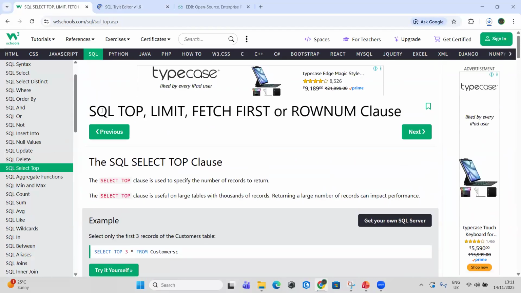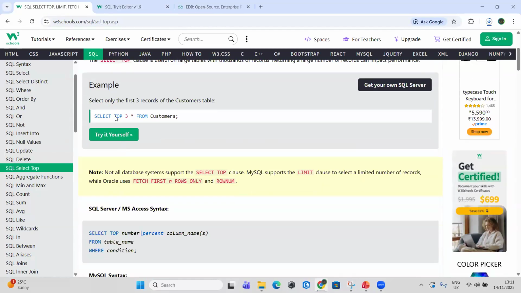There is this select top. Top is followed by a numerical value. Star means everything about these top three. So first it is select all, now it is select top three, all, from customers. Got it? Yes.